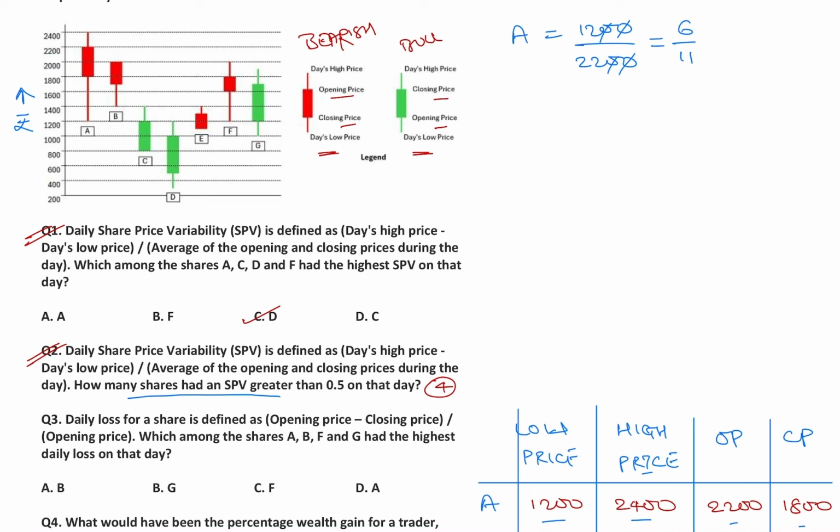Okay, I'm sorry, I've made a mistake here. That's what I was wondering. So daily loss is opening price minus closing price. I had done highest price minus lowest price. So let's redo this again. A will be 2200 minus 1800, which will give me 400. And upon opening price again, so this will be 2200. So this will be 4 by 22. That means this will be 2 by 11. 1 by 11, I know it is 9.09 percent. So this will be 18.18 percent.